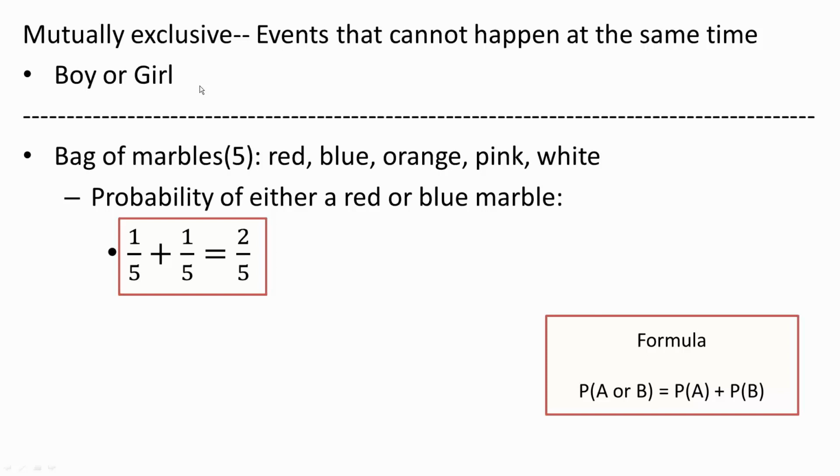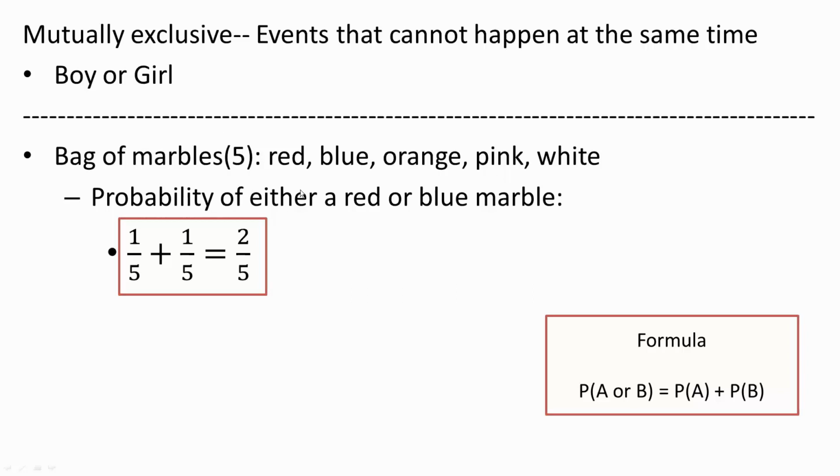In this video, we will go over mutually exclusive and not mutually exclusive. Mutually exclusive events cannot happen at the same time. You cannot identify as being both a boy and a girl. Another example: we have a bag of marbles.